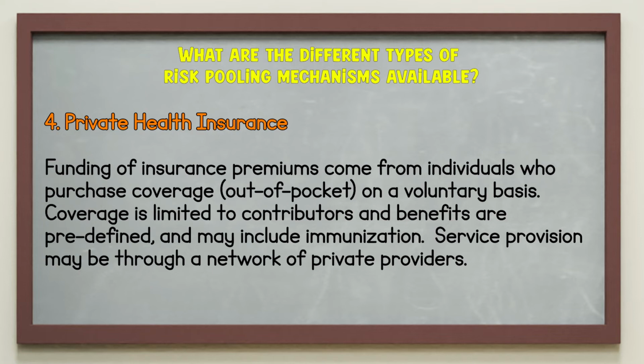Number 4, private health insurance. Funding of insurance premiums comes from individuals who purchase coverage out of pocket, that is, on a voluntary basis. Coverage is limited to contributors and benefits are predefined and may include immunization. Service provision may be through a network of private providers.